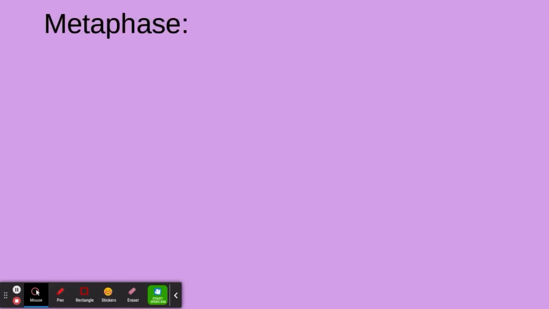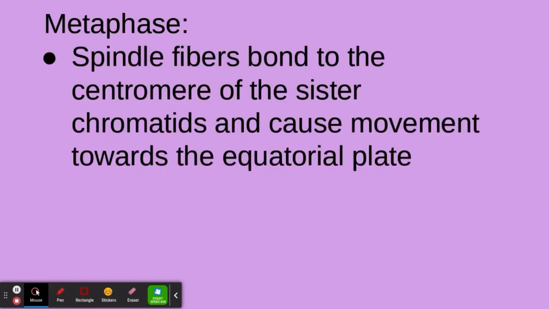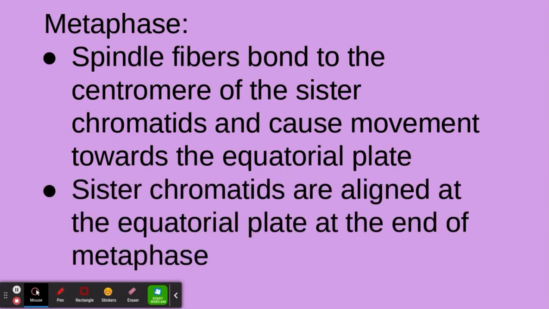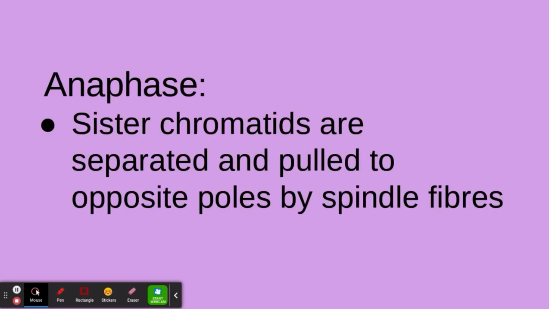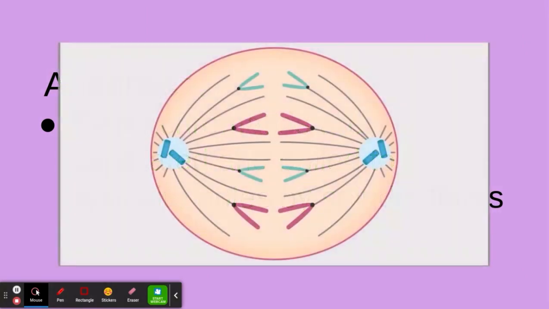The next stage is metaphase. This is when the spindle fibers bond to the centromere of the sister chromatids, and they cause movement toward the equatorial plate. The sister chromatids are then aligned at the equatorial plate at the end of metaphase. So here's what metaphase looks like. Next is anaphase. Anaphase is when the sister chromatids are separated and pulled to opposite poles by the spindle fibers. This is what anaphase looks like.